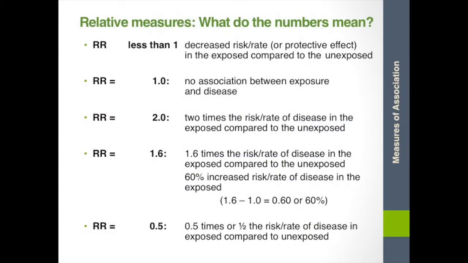When the relative measure of effect is less than 1, the exposure has a protective effect. If the measure is equal to 1, there is no association between exposure and disease. An RR of 2, for example, would indicate 2 times the risk or rate of disease in the exposed compared to the non-exposed.